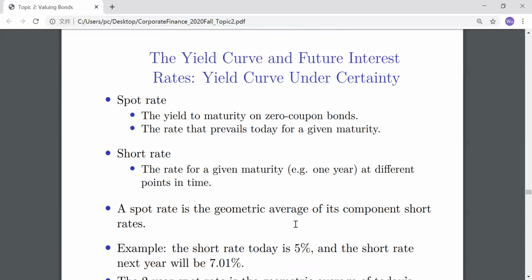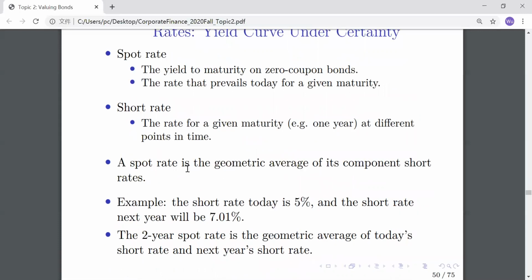The spot rate for a 30-year bond is like 10%. Right? So for example, the short rate is the rate for a given maturity at a different point in time. So this is important. The short rate for a 1 year zero could be very different at a different point in time. The short rate as of now for a 1 year zero could be 5%. The short rate for a 1 year zero next year could be 6%. The short rate for a 1 year zero 2 years later could be 8%. It could be very different. So you can think about that.